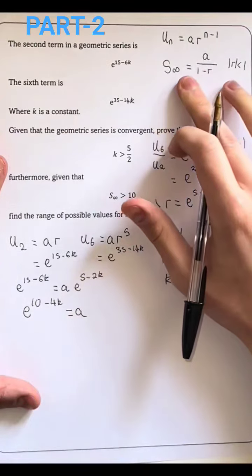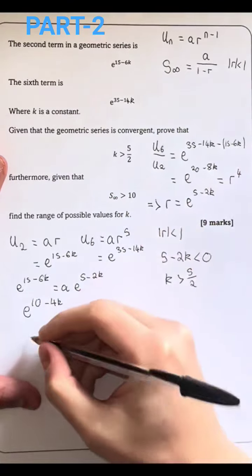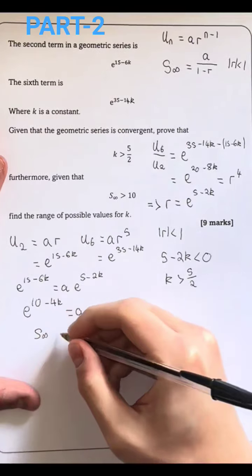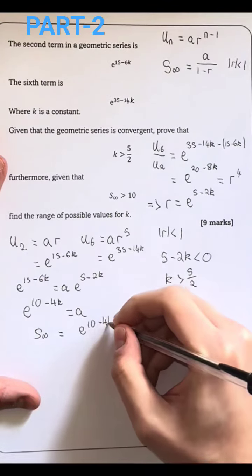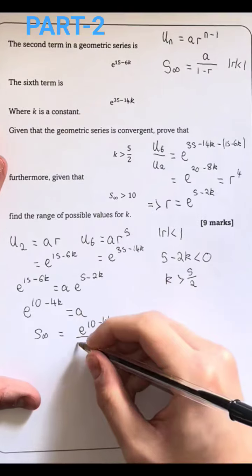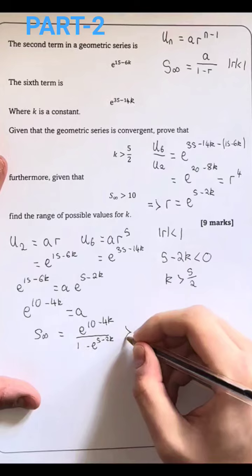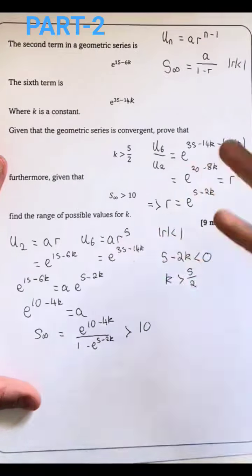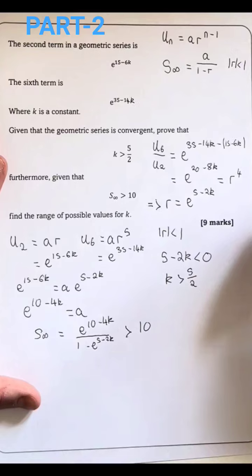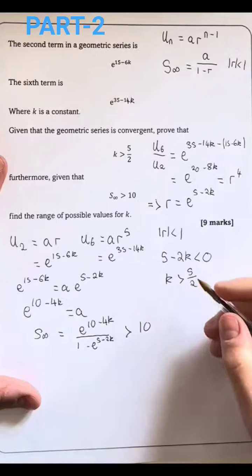So then we can go ahead and form an inequality using the fact that we know that the sum to infinity is greater than 10. So we know that the sum to infinity is equal to, a we just worked out is e to the 10 minus 4k over 1 minus r, so 1 minus e to the 5 minus 2k is greater than 10. So we can multiply across by this denominator here because we're going to try and find some sort of inequality relating to k, and we don't want to be working with this fraction, so we can move things around.